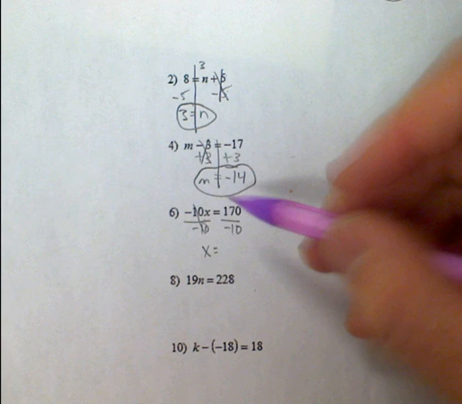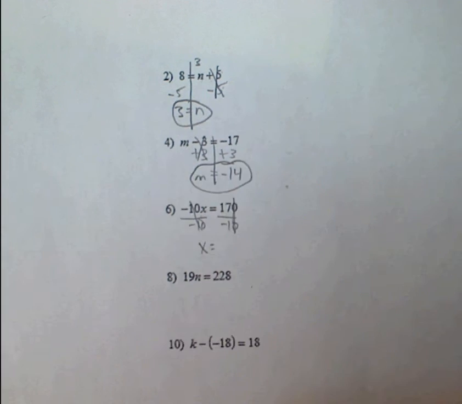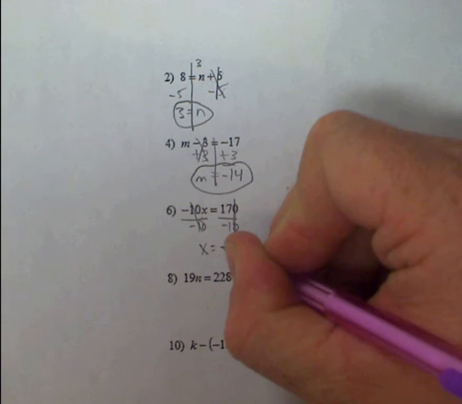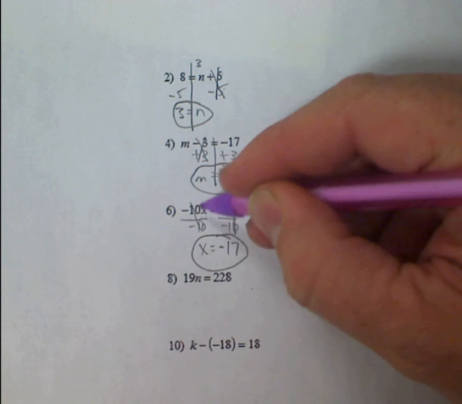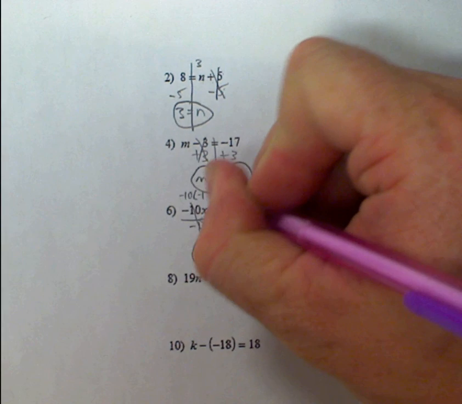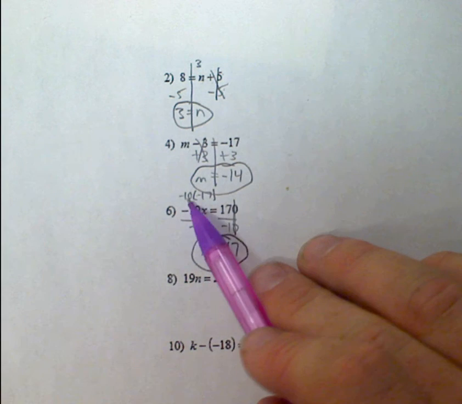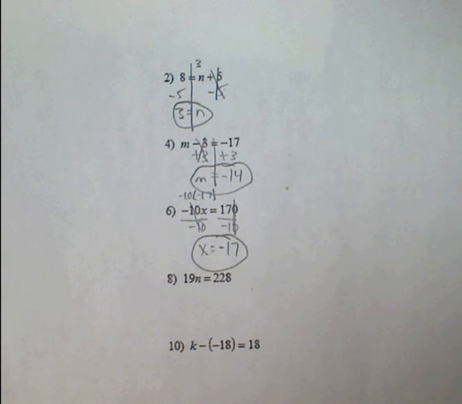So x becomes, the zeros cross out, like I taught you, and 17 divided by negative 1 is negative 17. I can double check my answer. If I plug in negative 17 for x, I have negative 10 times negative 17. Two negatives make a positive. 10 times 17 is 170, so that works out.